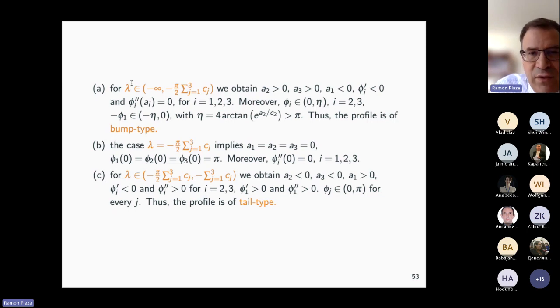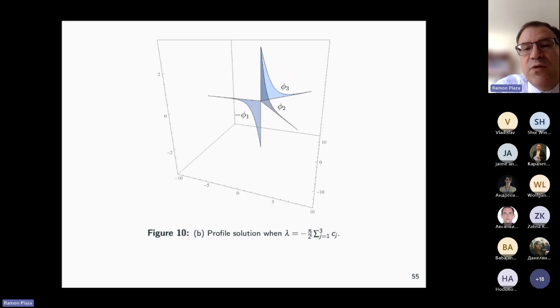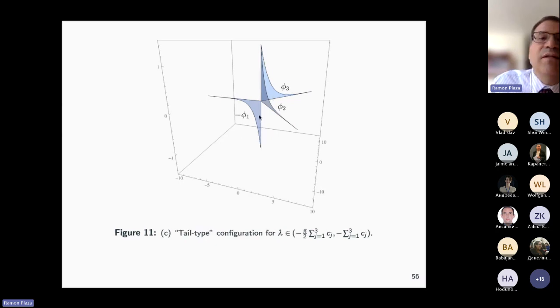Let me jump to the figures, which are easier to look at. This is a configuration of bump type. Remember now that there is no continuity of the wave function, but continuity of the fluxes. So now, as you can see, these waves are discontinuous at the vertex. In this case, these are configurations with finite energy. This is the case for lambda very, very negative. And when lambda approaches a threshold value, then you have a configuration of this type, and of tail type when lambda belongs to this open set.